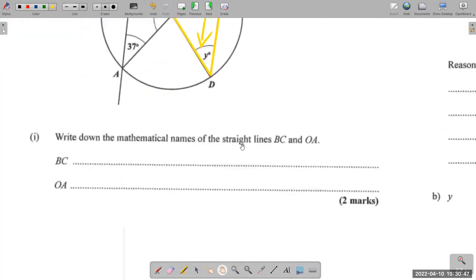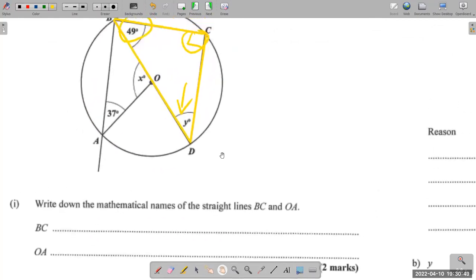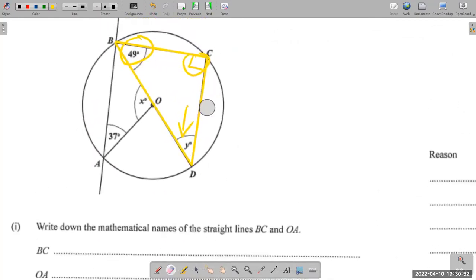Let me see what I try. Write down the mathematical names of the straight lines BC. Oh, I like that. What's the name of BC? Let me see who remembers. What do we call BC? What's the line called BC?